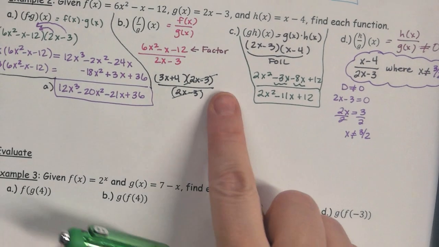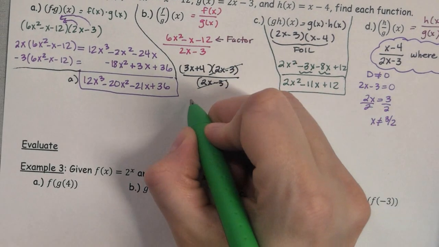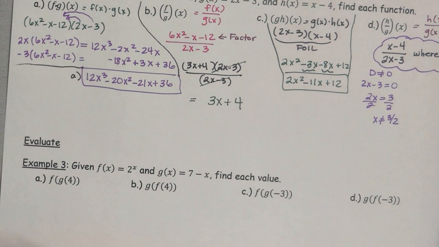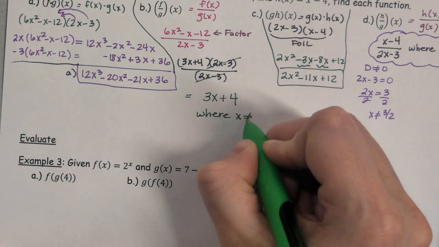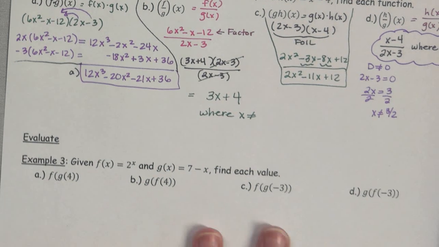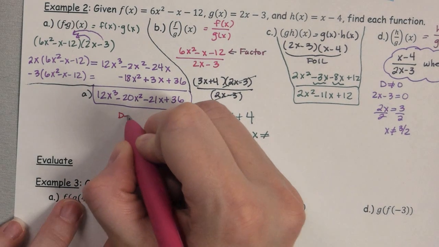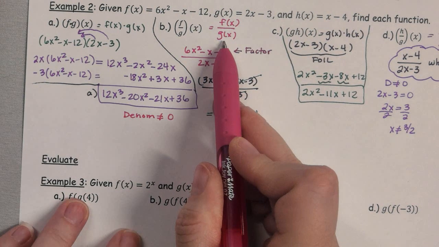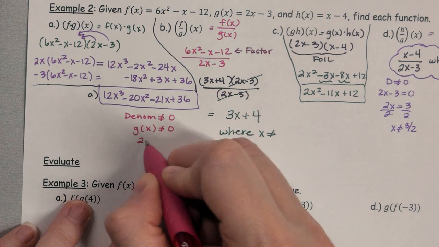Okay, when you do that on a test or quiz, try to do it like that where I can read what's underneath it. Okay, and then your final answer, this is your simplified answer, the 3x plus 4, but again, anytime you have division, you have to say where x cannot be, and you're always going to have something that x cannot be. Okay, so you always take your g of x, because the denominator cannot equal 0, so I'm just going to put that over here. So in this case, your denominator is g of x. So g of x cannot be 0, which is 2x minus 3 again.